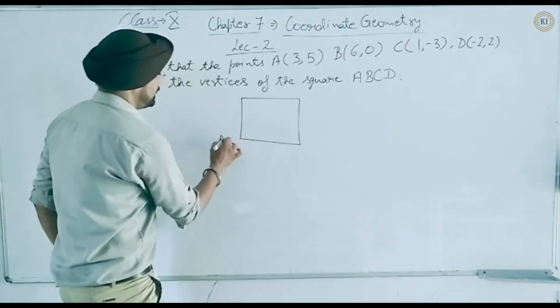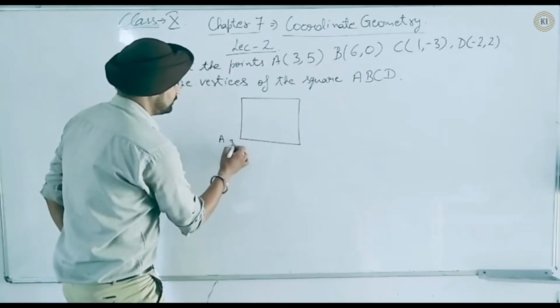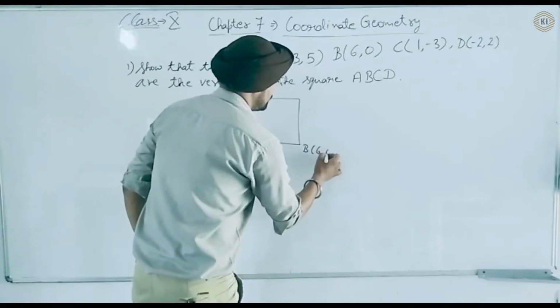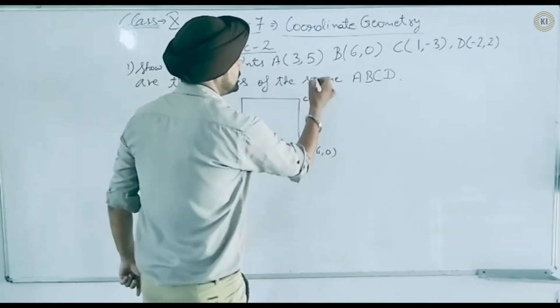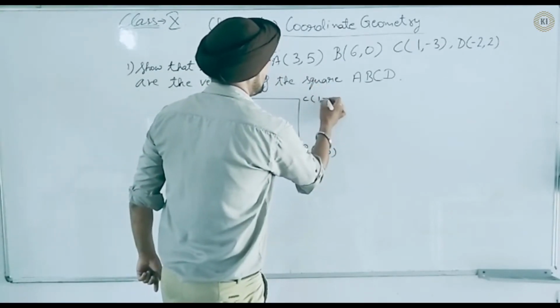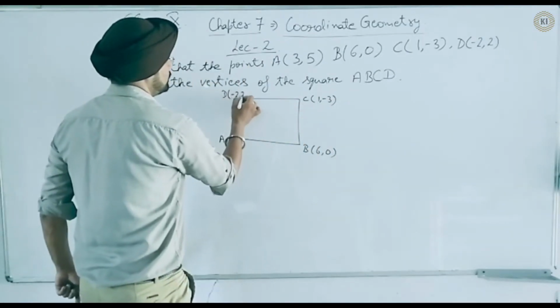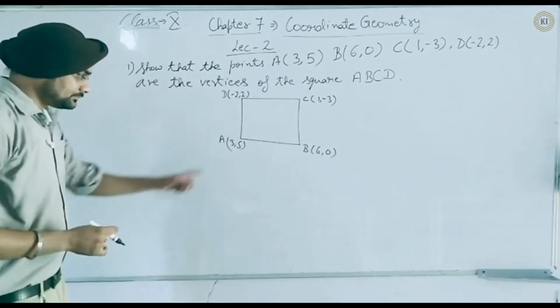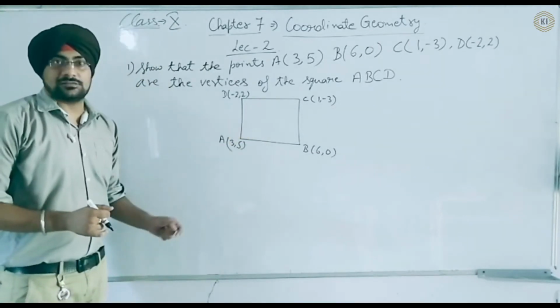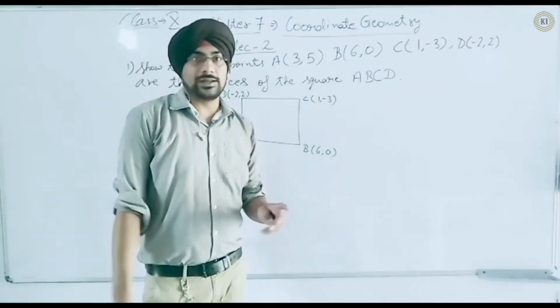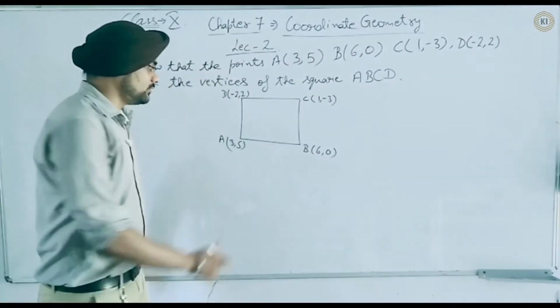This is point A, that is (3, 5). This is point B, that is (6, 0). This is point C, that is (1, minus 3). And this is point D, (minus 2, 2). Now, points A, B, C, D are the vertices of a square. So how to show? We know the property of a square: every side should be equal.